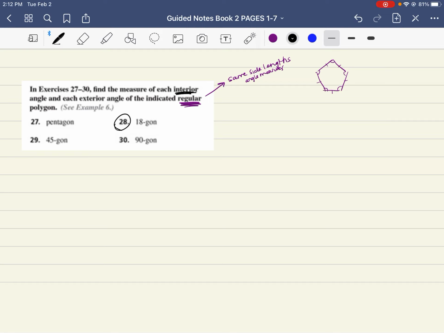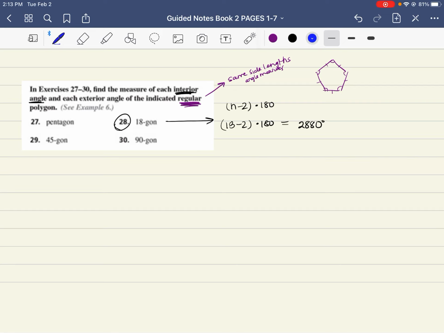Now think about an 18-gon. If I want to find the measure of one interior angle, first of all, I should figure out what the total would be, and then we can split that evenly between the 18 angles. So first I use the sum of the interior angles, which again is n minus 2 times 180. I take 18 sides, subtract 2, and multiply that by 180. If we take 16 times 180, we end up getting 2,880. It's weird to write commas in my degrees, I don't know why, but it is.